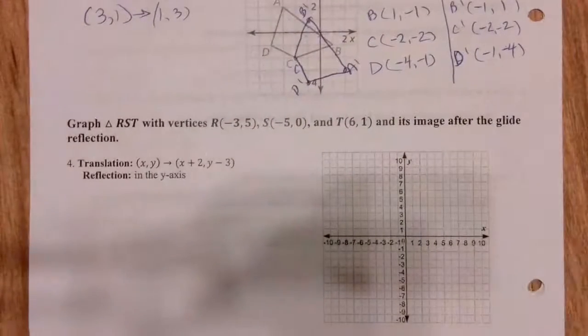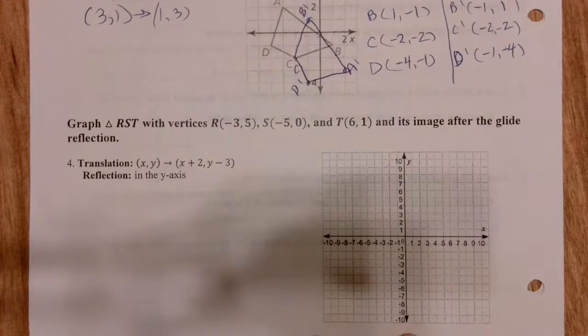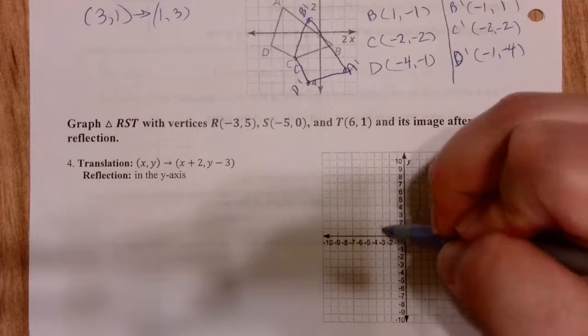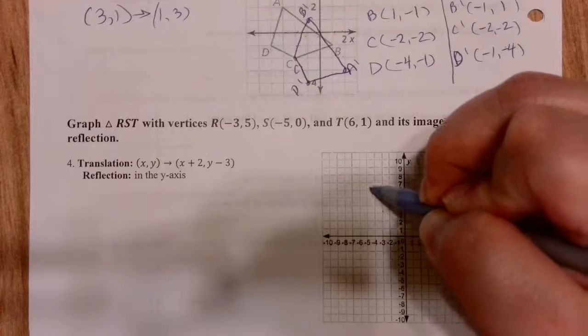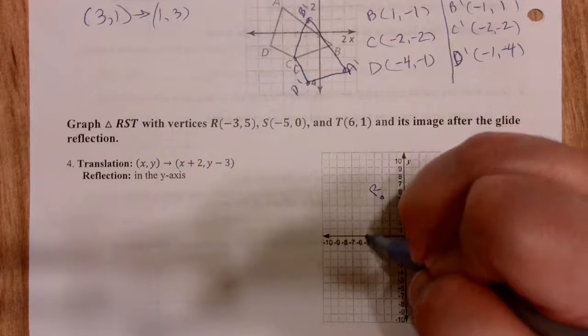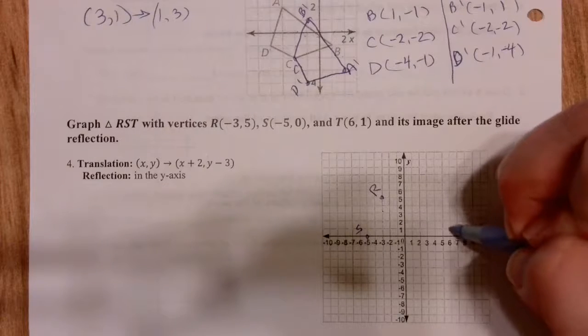Last one, we're going to do a composition. Graph triangle RST with those vertices R, S, and T, and its image after the glide reflection. Now, a glide reflection is a fancy way of saying a translation and then a reflection. Remember, translate means to slide. Glide is just another word for slide. So, let's start by plotting our points. R is -3, 5. S is -5, 0. And T is 6, 1.